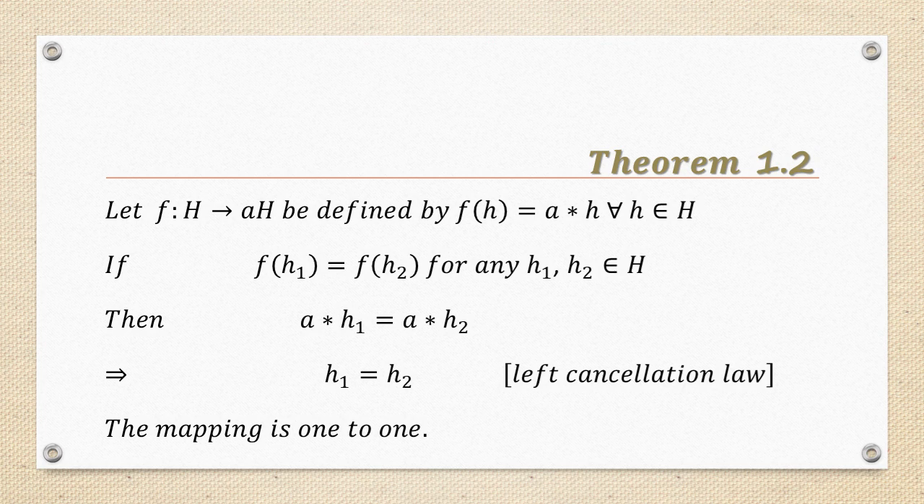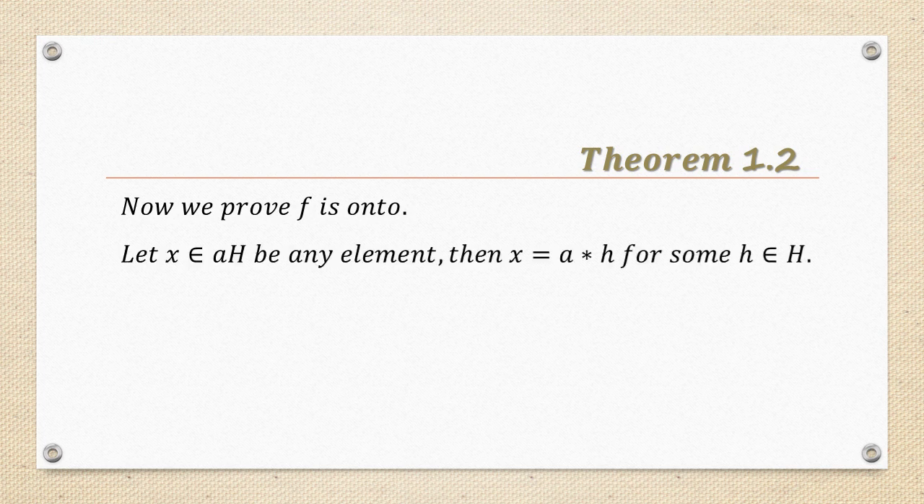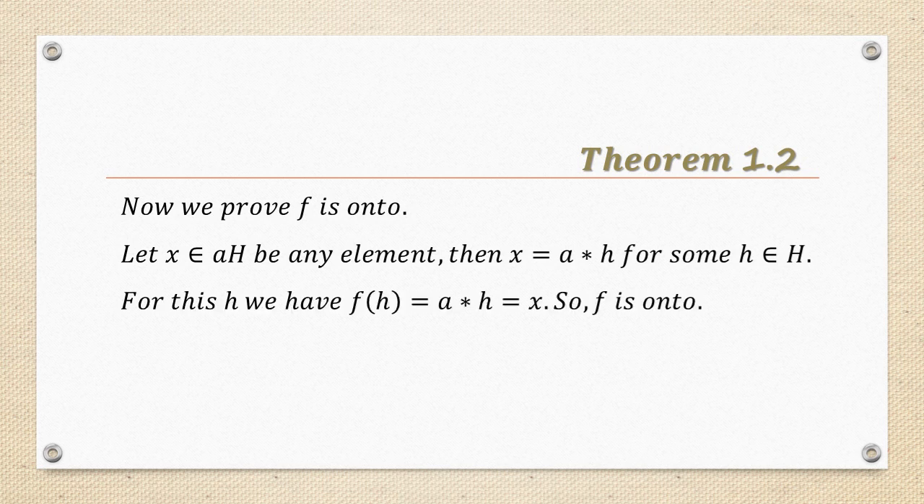So let us move on to the next proof: f is onto. Let us consider any arbitrary element x belonging to aH. Then x is equal to a star h, of course, since x belongs to aH. In the previous slide, we defined the function f of h is equal to a star h, right? So therefore, f of h is equal to a star h. In the above step, we took a star h equal to x. So finally, we are getting f of h is equal to x, right? So therefore, the function is of course onto.